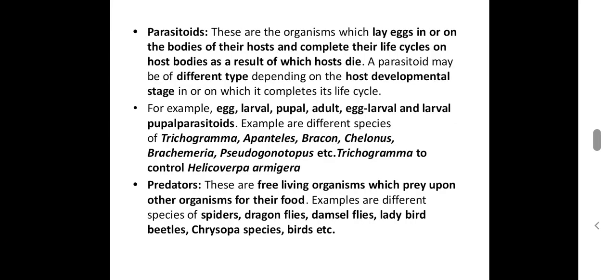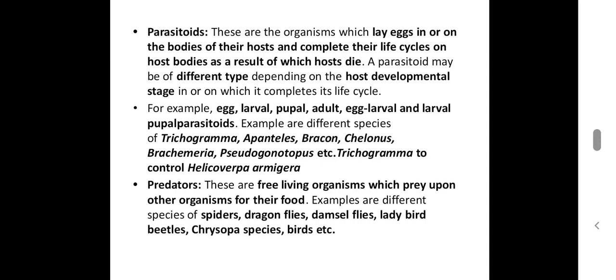Parasitoids are organisms that lay eggs in or on the bodies of the host, and they complete the life cycle on that particular host, due to which the host's death occurs. And parasitoids may be of different types. It depends on the developmental stage of the host on which it completes its life cycle.